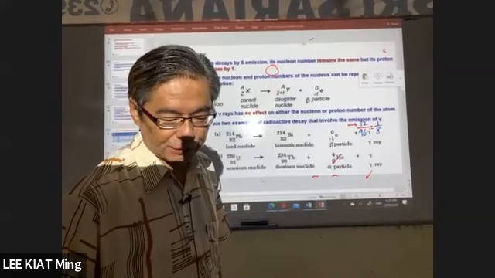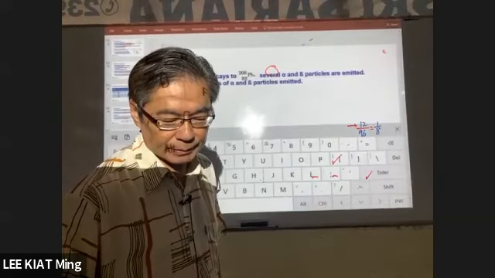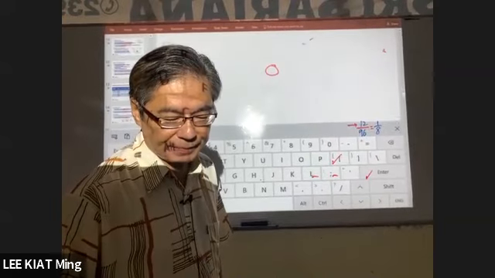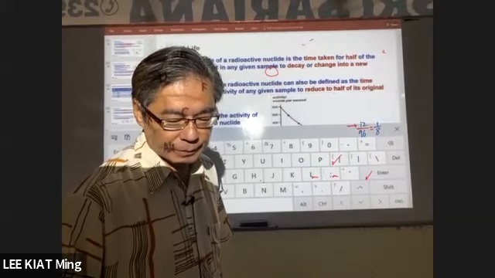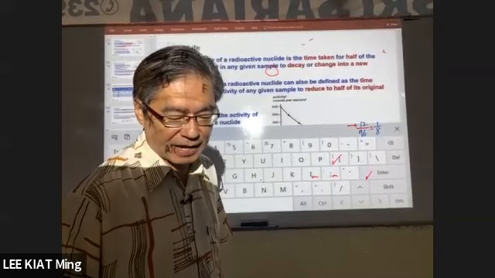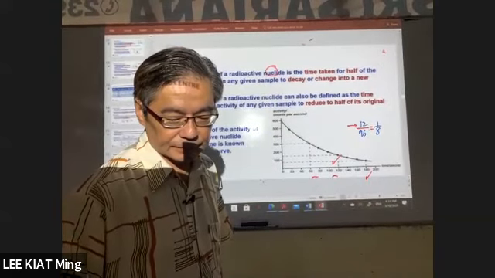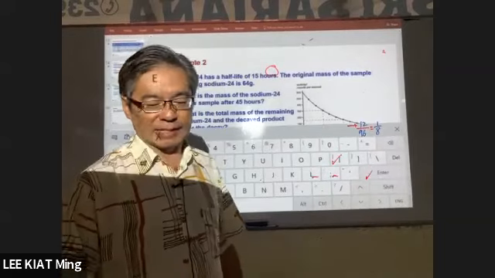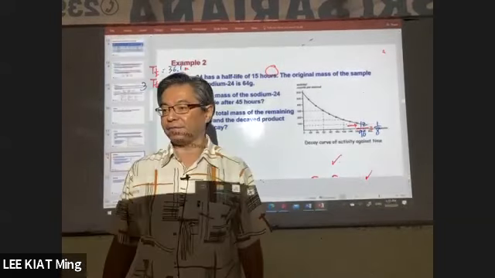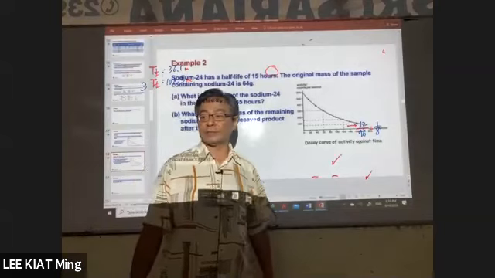You open up the page where you see example 2. Okay, the page where you see half life. Where you see example 2, it's going to be half life. Tell me the page. Is it 112?